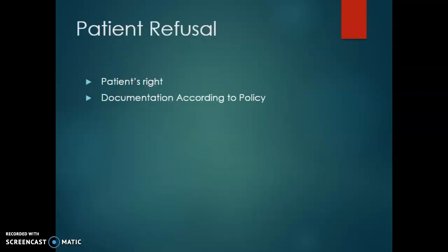Every patient has a right to refuse a blood draw, and so if they say no, then it's not our job to tell them they have to. They can refuse. However, most of the time if they come to the lab, they have already agreed to do it, but it does happen from time to time, and we would just make a note and let the doctor know.